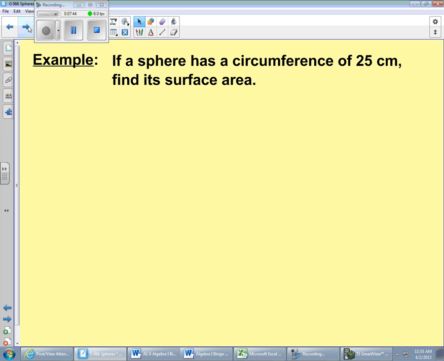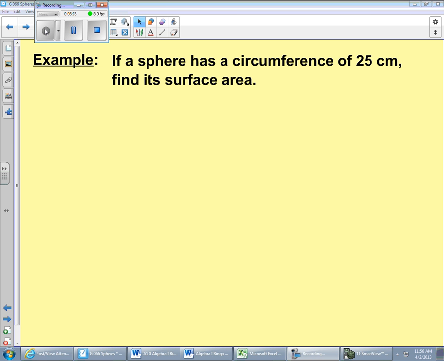Okay, so let's look at a problem that's going to deal with things a little bit differently. This is probably more of what you can expect from an end of course question. If a sphere has a circumference of 25 centimeters, find its surface area.